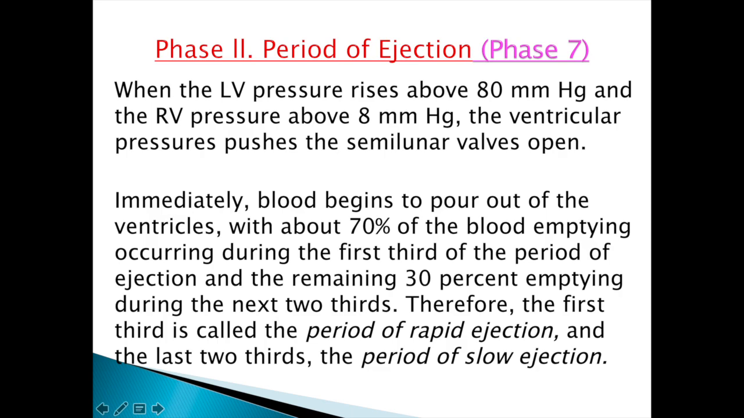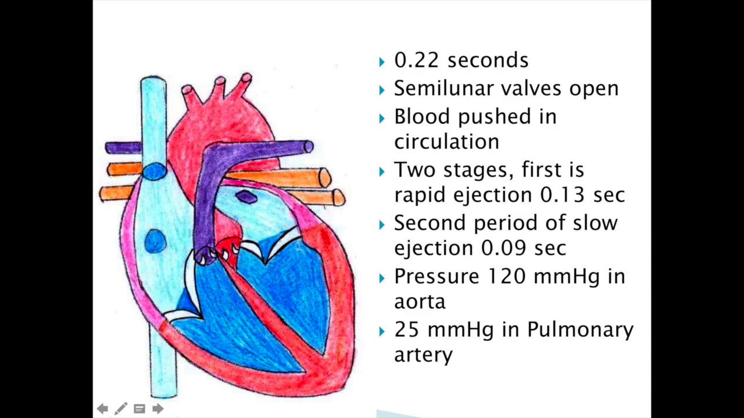And the pressure still goes higher, more than 80 to 120 millimeter mercury, because the heart is still contracting to increase the pressure. If we see the condition of the heart, this diagram shows the duration is 0.22 seconds. Both semilunar valves are open, aortic and pulmonary, and blood is pushed into circulation in two stages. First is the rapid ejection stage, 0.13 second. Second is the period of slow ejection, 0.09 second. And the pressure in the aorta is 120 millimeter mercury and 25 millimeter mercury in the pulmonary artery.